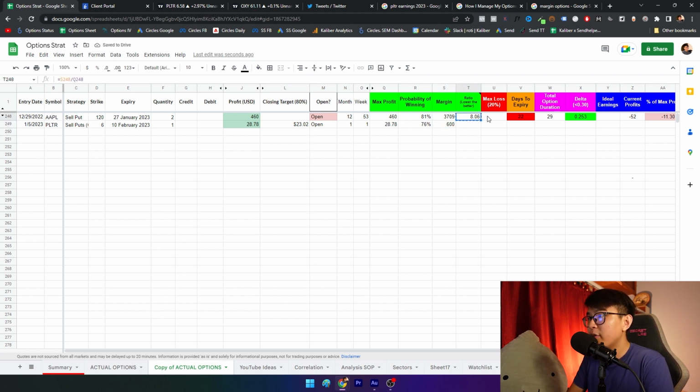Another column that I have here is ratio. I'm dividing the max profit by the margin that I'm using. Ideally, the lower the better. I don't want to be using too much margin to help me earn that particular profit for each trade, because I don't want too much of my margin to be blocked out in my account.